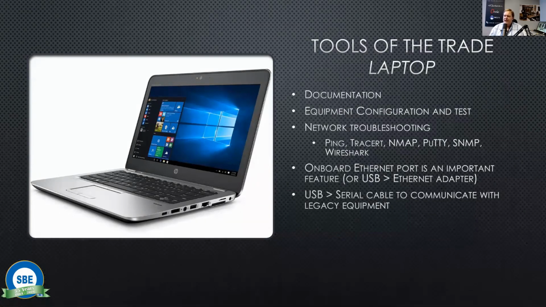You might also want a USB to serial cable to communicate with legacy equipment. A lot of routers, for instance Cisco, still use serial terminals for at least the initial configuration of a lot of their equipment. Cisco uses a little RJ45 for its serial port, so they actually do make a straight USB to RJ45 serial adapter, which is kind of handy.